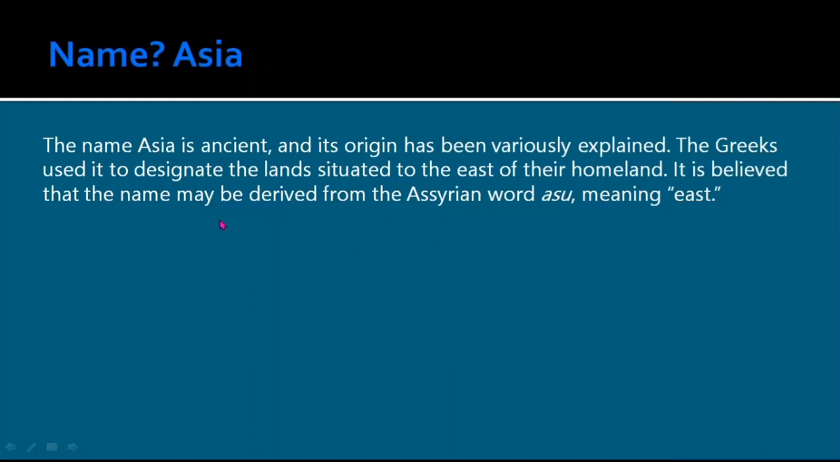So it is believed that the name may be derived from the Assyrian word Asu, meaning east. यानी कि that word was used as an Assyrian word, and that was Asu, which means east.